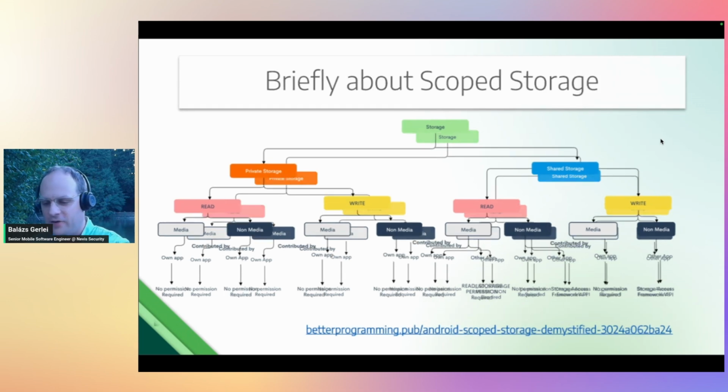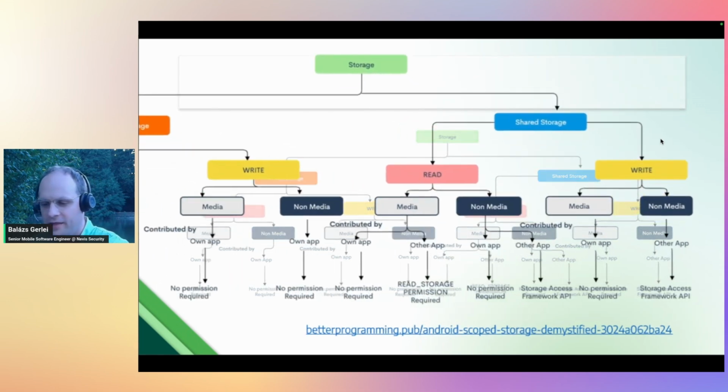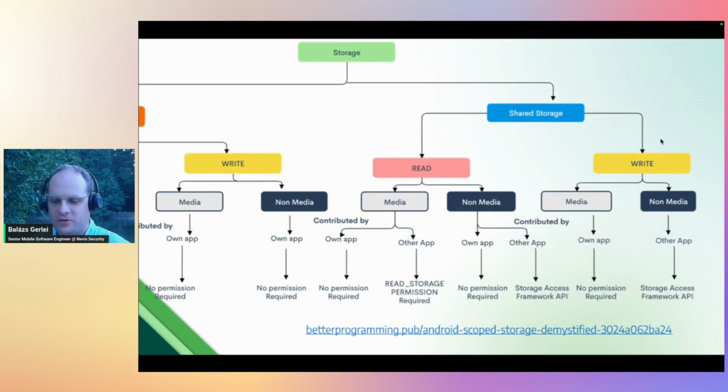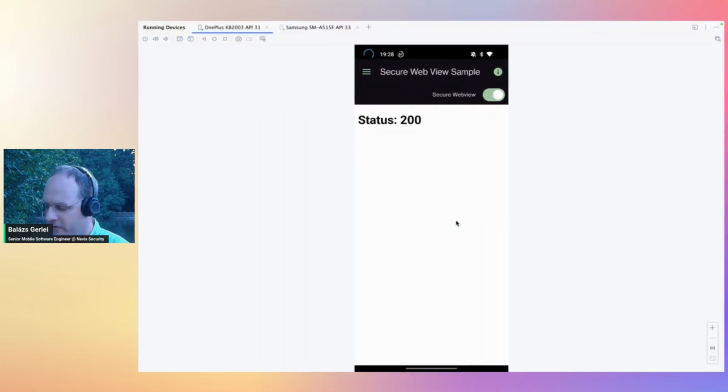What's actually interesting is if you zoom in here for the read section, you can see that media files created by your own application don't need permissions at all, not even read external storage. Media files, images, videos, sound that are created by another application still only need the read storage permission. So don't take it for granted that it's protected by other things. Disable the file access. And let me show you quickly how it looks.